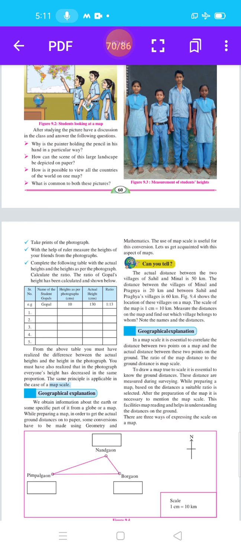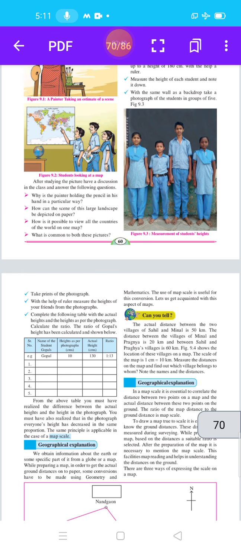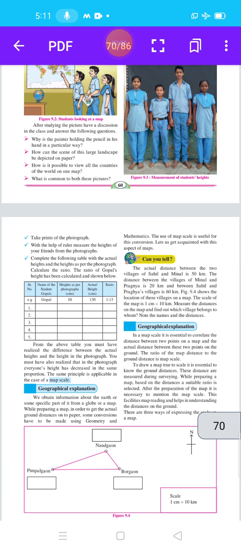From the above table you must have realized the difference between the actual heights and the heights in the photograph. There are two types of height, actual height and height in the photograph. You must have realized that in the photograph everyone's height has decreased in the same proportion. Did you understand, students? The photograph's height is smaller than the actual height. The same principle is applicable in the case of map scale. In this way we understood the map scale.